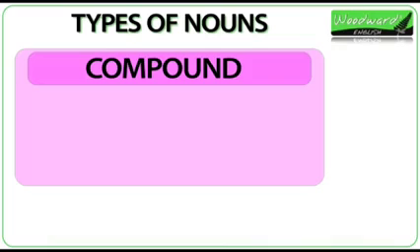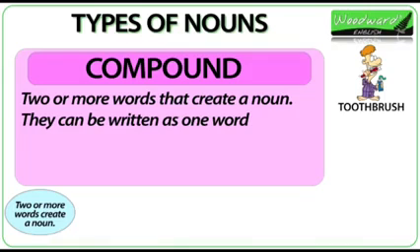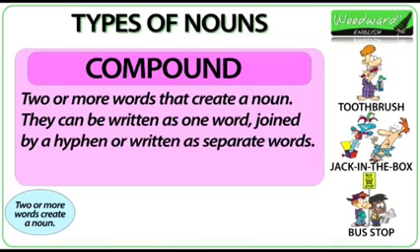Compound nouns. Compound nouns are two or more words that create a noun. Compound nouns can be written as one word, like toothbrush. They can be joined by a hyphen, like jack-in-the-box, or they can be written as separate words, like bus stop. You need to learn which way a compound noun is written, as each compound noun usually has only one form.